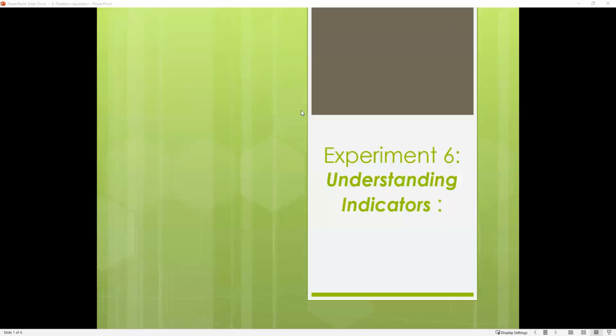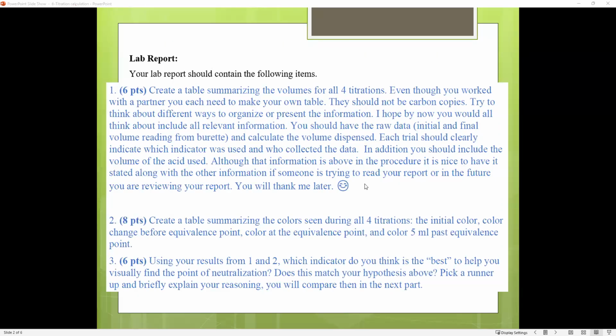Okay, so this is about the report for experiment 6, understanding indicators. In the first one, you're going to create a table summarizing the volumes for your titrations, when you got color change, those kinds of, well, here's just the volume. What volumes did it take for you to get to the equivalence points for your different ones?